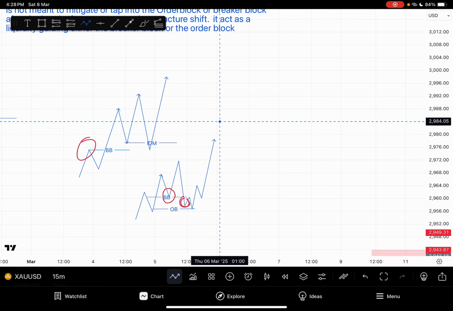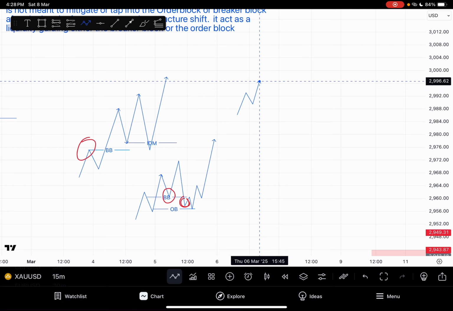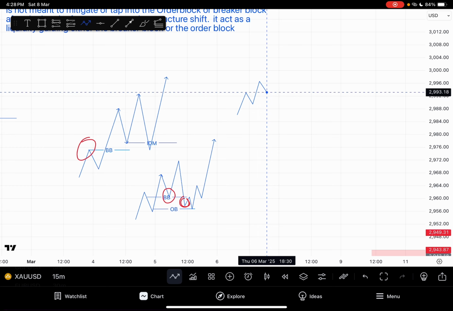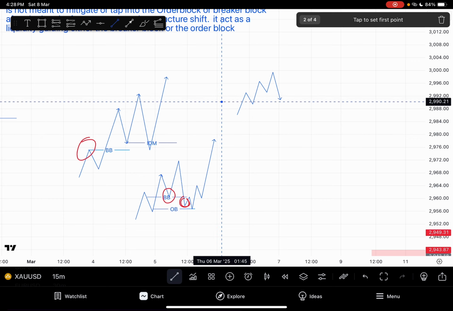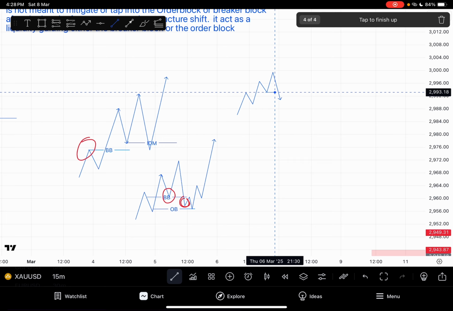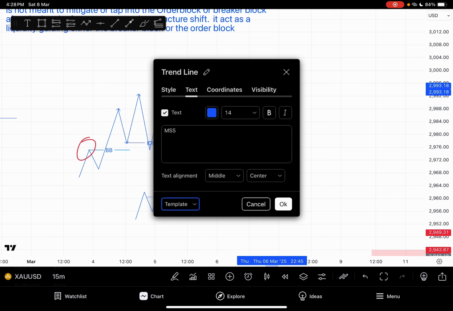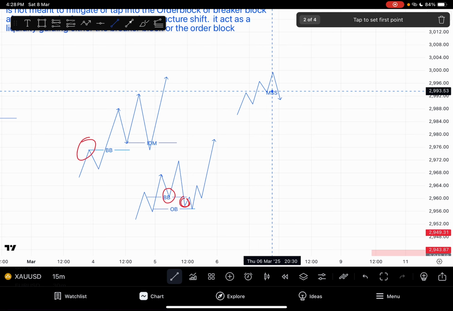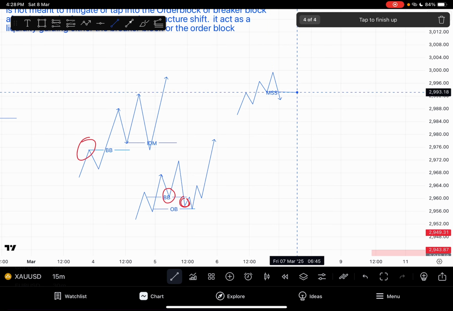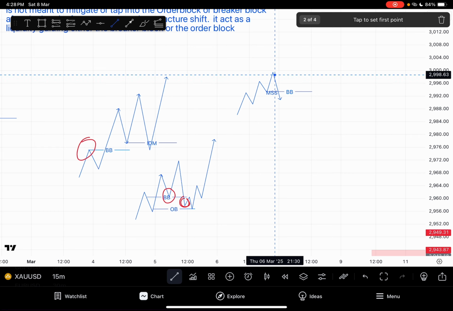And for the market structure shift, since price is creating multiple highs, breaker structure, then suddenly you see the market structure shift to the downside. Price creates a market structure shift here, the MMS. So after the market structure shift, there will be a breaker block here. Let's say there's a valid breaker block here, and there's also a valid order block here.